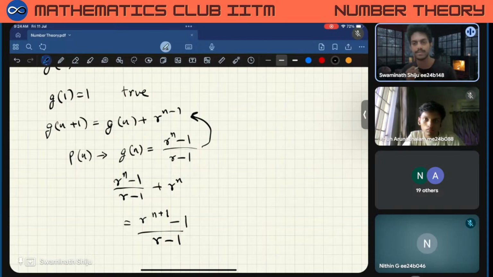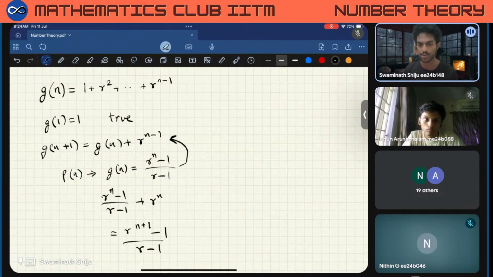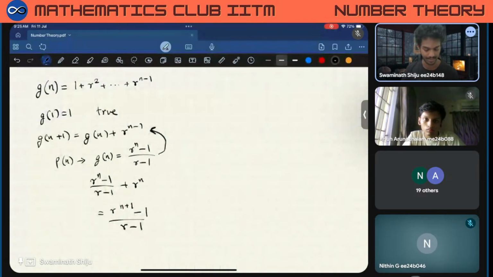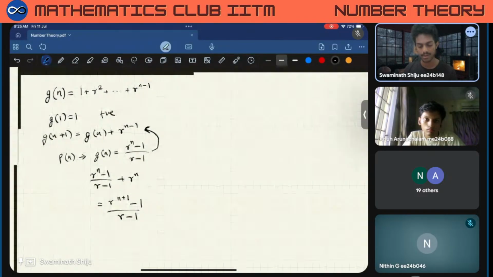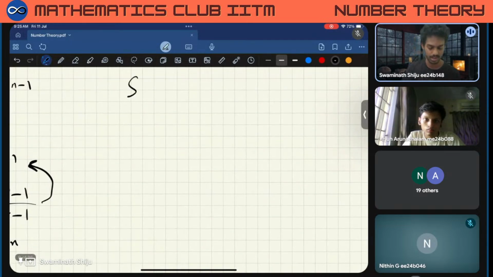So yeah, that was a bit fast, but this was just to show that it does work, right? Now we talk about the other type of induction. We call this strong induction.